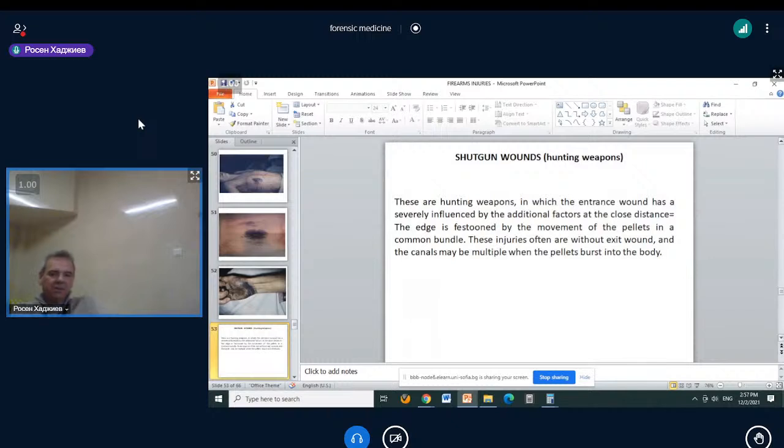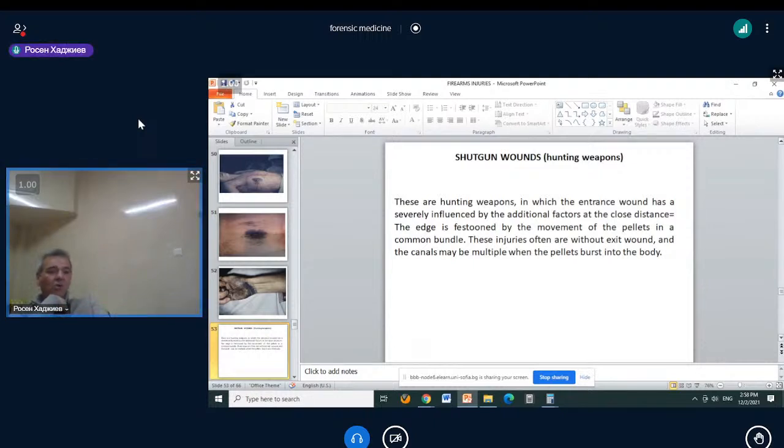Shotgun wounds: they are hunting weapons in which the entrance wound is bigger, severely influenced by additional factors and close distance. The edges of the wound are festooned because of the number of pellets. At the very beginning, they act like a common bundle, and if we increase the distance, we will see a number of wounds, and each wound is caused by a separate pellet.